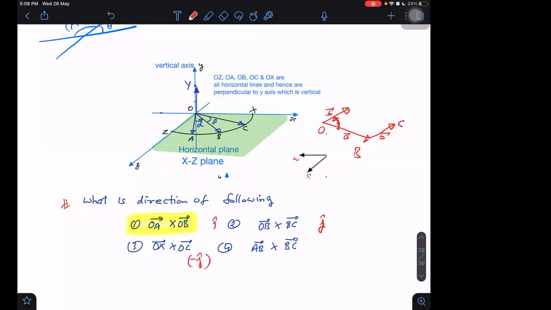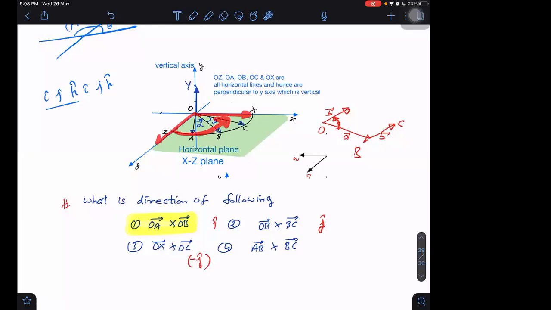If you are still confused whether I should take clockwise j cap or anti-clockwise j cap, I remind you of one thing I told you: remember the alphabetic order, i, j, k. That can also help us. How will it help us? Let me tell you. If I go from the z-axis towards the x-axis, how do I have to turn?